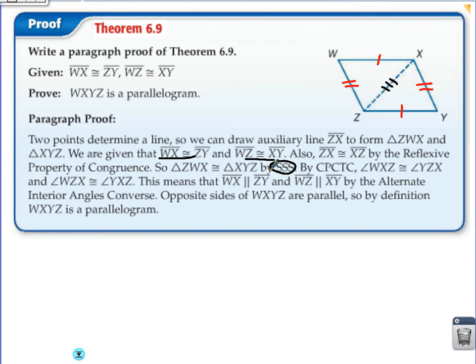CPCTC says once you determine that you have two congruent triangles, all their corresponding parts will also be congruent. So let's write us a little congruence statement here because I want to know what corresponds. WXZ is congruent to, let's see, that's here to here to here. That's line 1 to line 3. So that would be YZX, right?